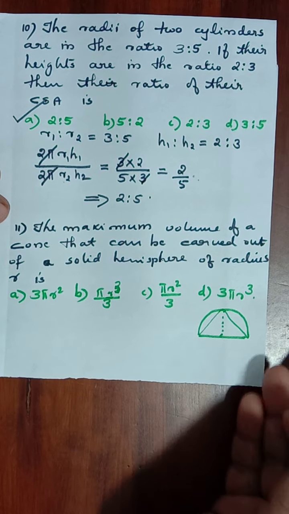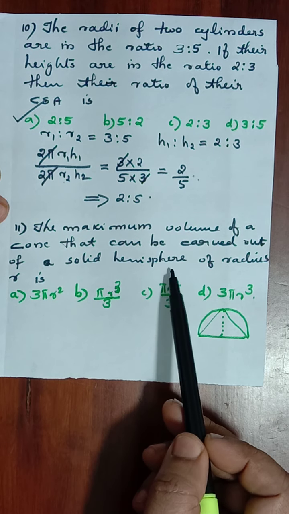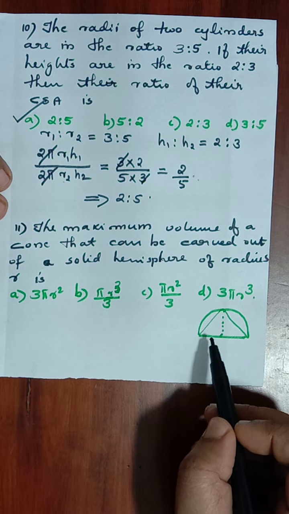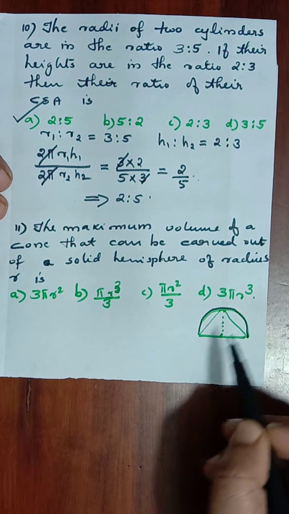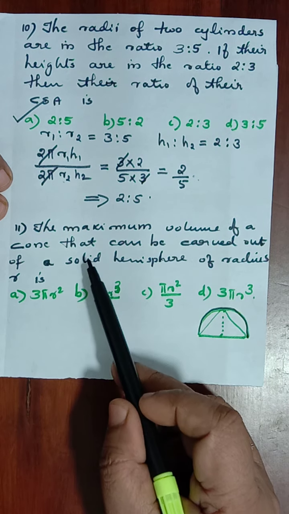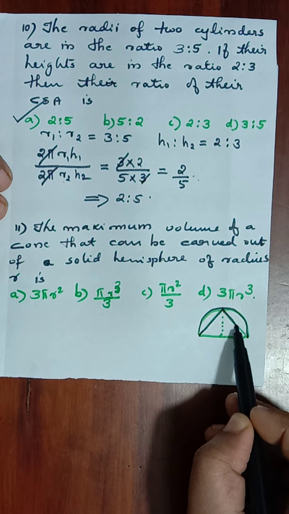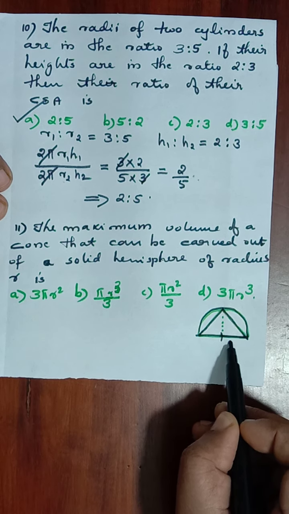The maximum volume of a cone that can be carved out of a solid hemisphere of radius r. Here I have drawn the figure. You can see that we have a solid hemisphere, and this is how I have taken a cone carved out of it.